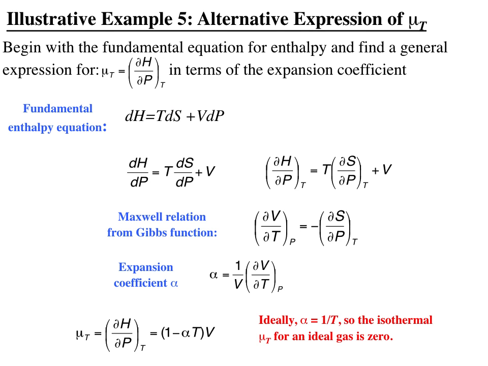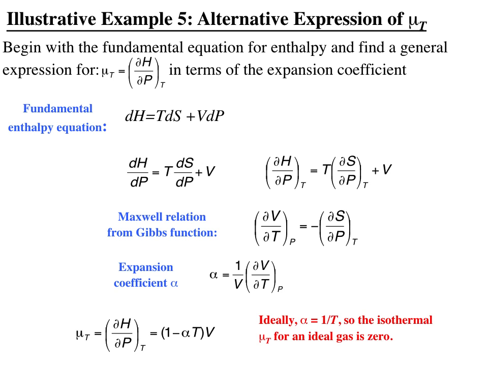Here we play more fun games with our partial derivative relationships. Now we're going to manipulate the isothermal Joule-Thomson coefficient into a form involving the expansion coefficient. So I will begin with the fundamental equation for enthalpy, and I'm going to attempt to make it look like the isothermal Joule-Thomson coefficient by dividing by dP and imposing constant temperature.